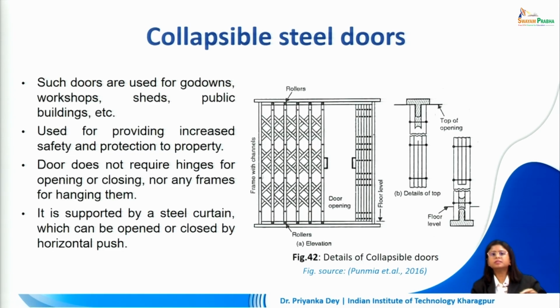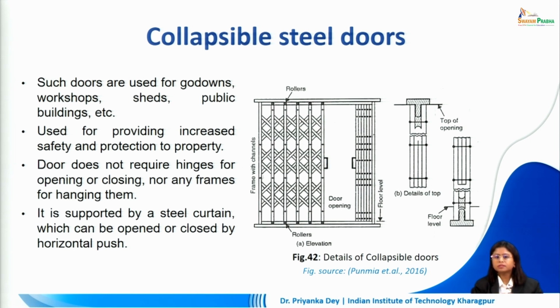The collapsible steel doors are doors which are commonly used in godowns, workshops, sheds, public buildings, etc. But even for added security, we use it even for our residences. Now these are used for providing increased safety and protection to the property. These are very solid, very difficult to break, and also they can be collapsed in such a way that it takes up a very small area when in open condition. So that does not invade the openable area.